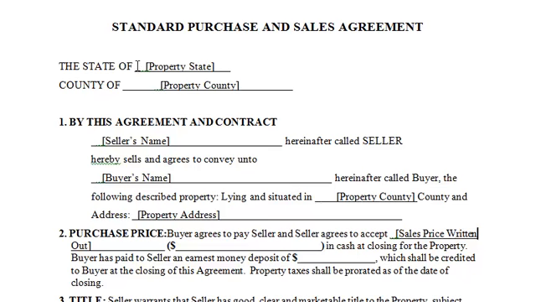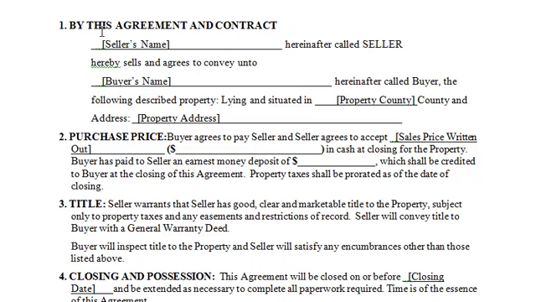All right, so you have the state. You put the property state, the county where the property resides. This agreement, seller's name right here, hereinafter called seller, hereby sells and agrees to convey unto buyer's name. So this could be your name here, hereinafter called buyer.